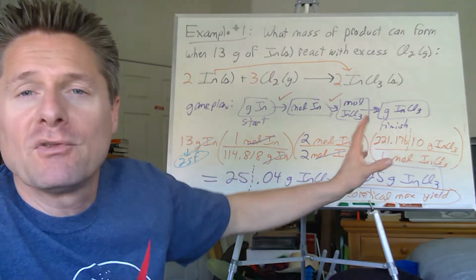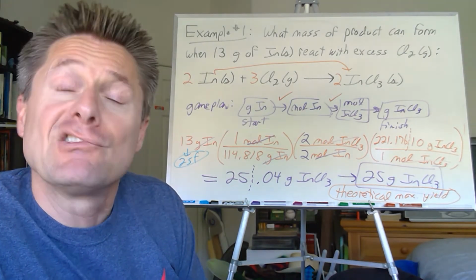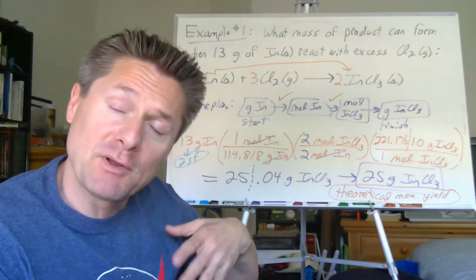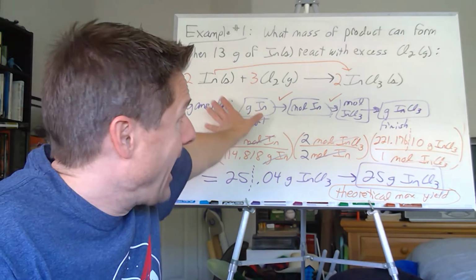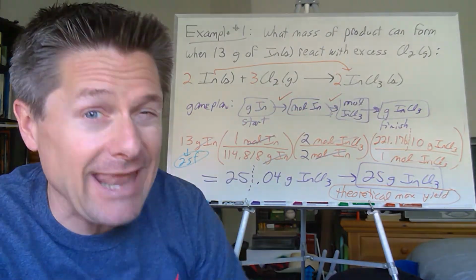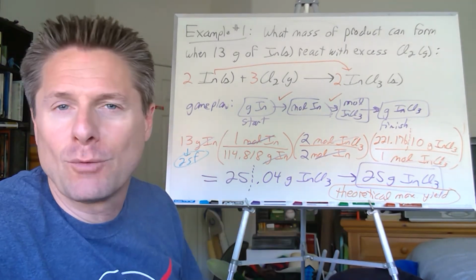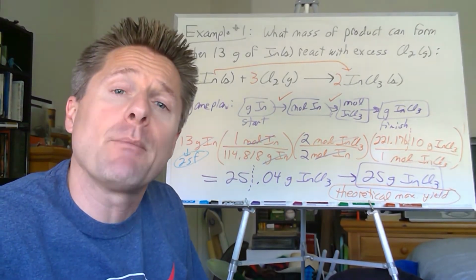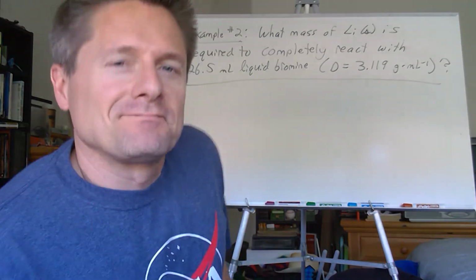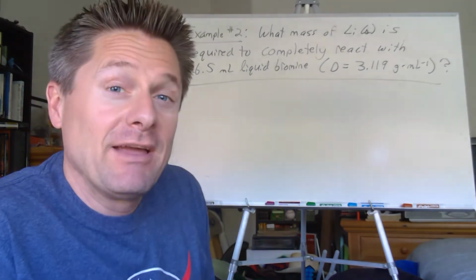What you determine from a stoichiometrical calculation is the theoretical maximum yield. If I have this much product, this much reactant, that's how much product I should get in a perfect world if every atom reacts. That term will come back to haunt us later. Let's do another example. Let's see how you do on this one, my friends.